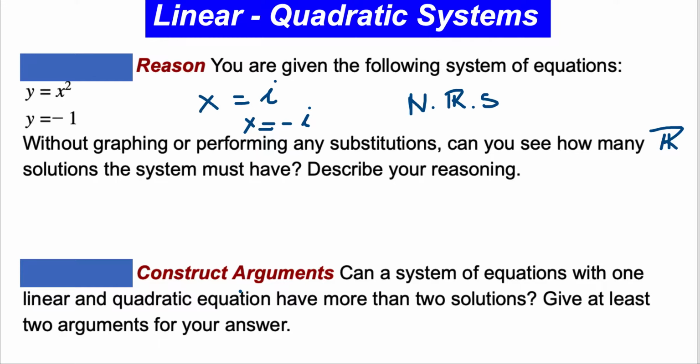And here it says construct argument. Can a system of equations with one linear and one quadratic equation have more than two solutions? It cannot have more than two solutions, because whenever we have one y and one x, it's going to be a quadratic equation. Let's say ax squared plus bx plus c.